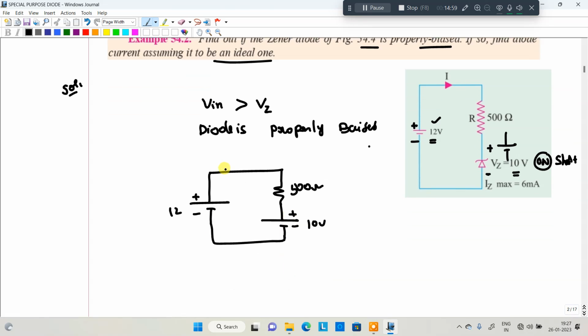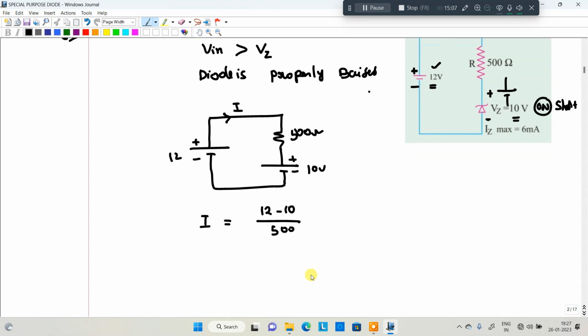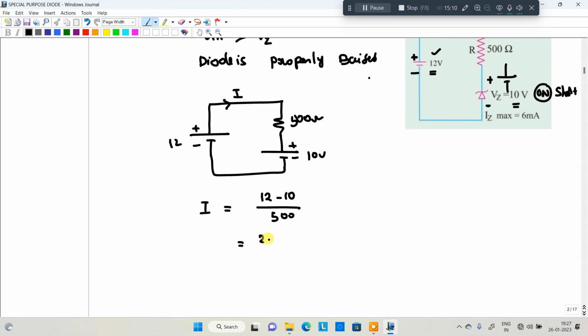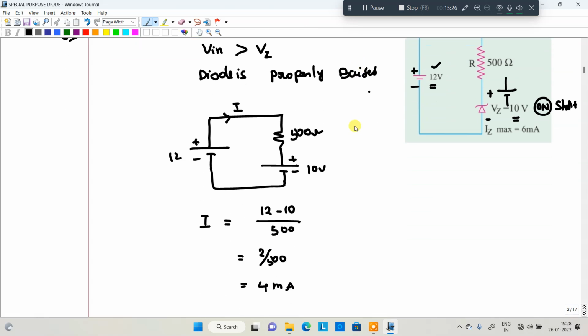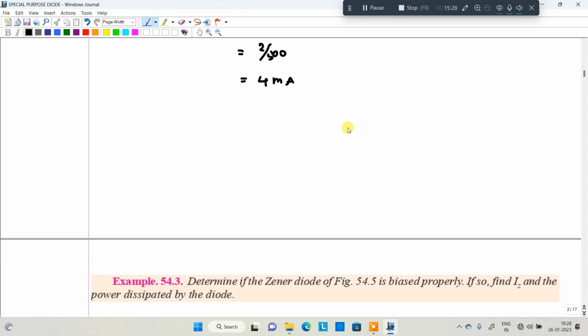Now the current will be I. They are asking I is equal to (12 minus 10) divided by 500. So that means it is 2 by 500, which is approximately 4 milliampere. That is the current in the circuit once the Zener diode is properly biased. Clear? Then we are moving to another example.